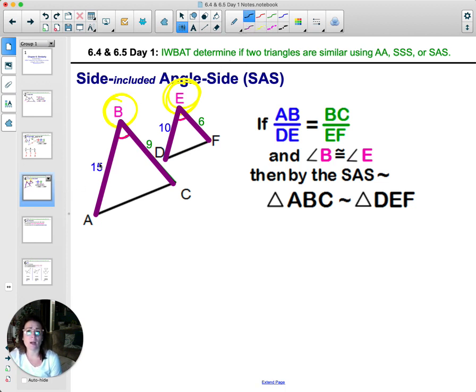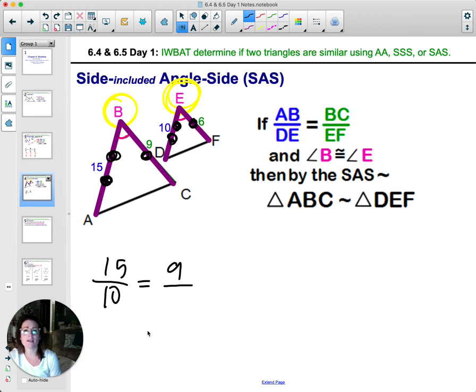Then again, what I would do is look at them compared to each other, big versus small. So in this first triangle, you have a 15 and a 9. 15 being the big one, 9 being the small one. Then over here, look for the big one, which is 10. That needs to go with the 15.